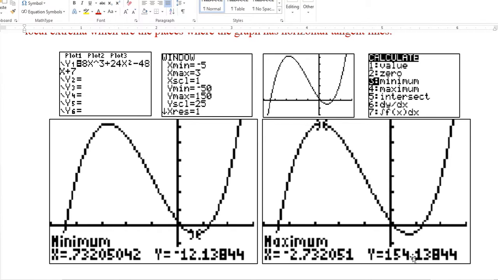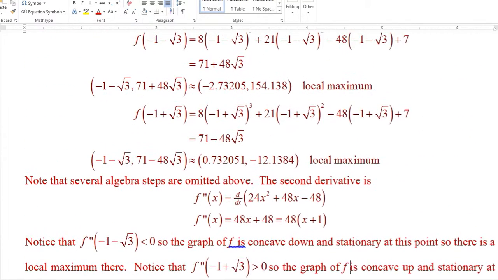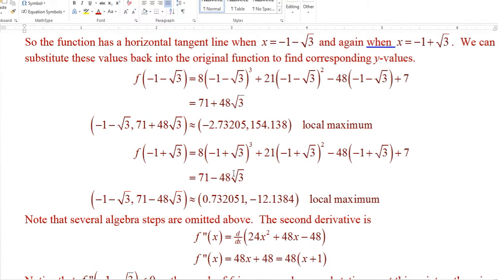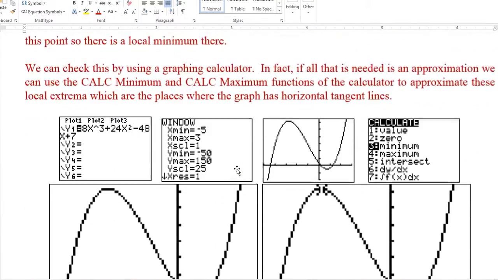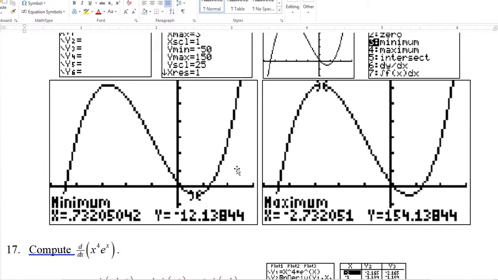And if you notice, those decimal approximations for that minimum and maximum agree with the decimal approximations that I had up here. So if you just need the decimal approximations, of course, we can do it that way. All right, now we have a series of some just derivative problems where we want to find the derivative. So we'll practice doing our rules.